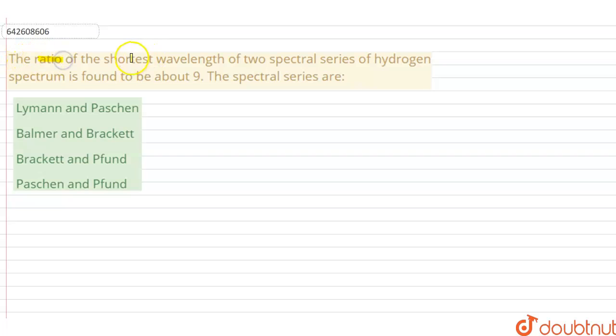Hello students, let's start the question. The ratio of the shortest wavelength of two spectral series of hydrogen spectrum is found to be about 9. The spectral series are... So this refers to the very popularly known hydrogen spectrum experiment, and there were these 5 series which were formed, and with respect to these series, this question has been asked.